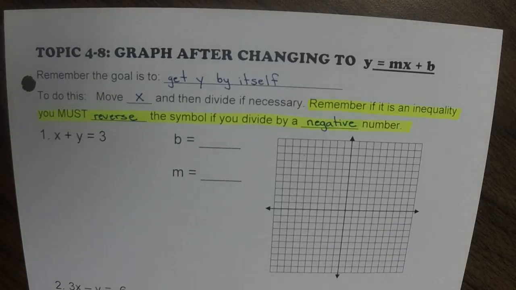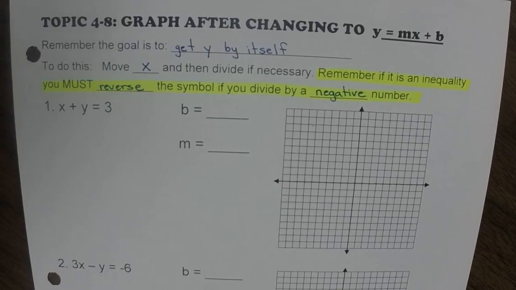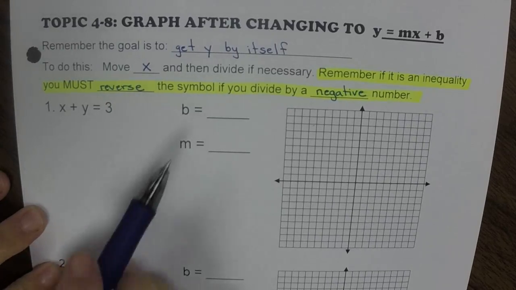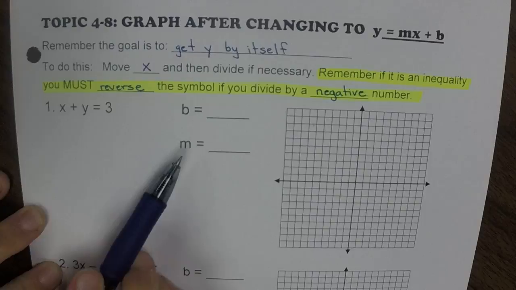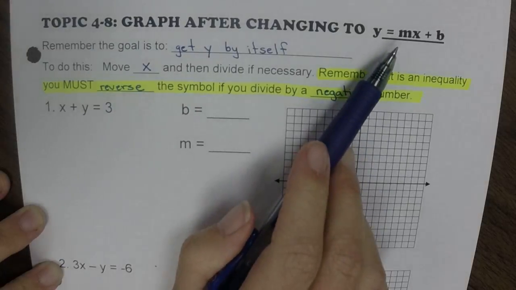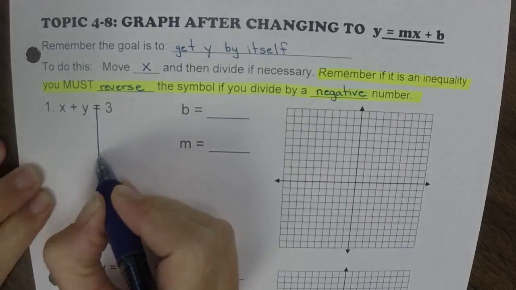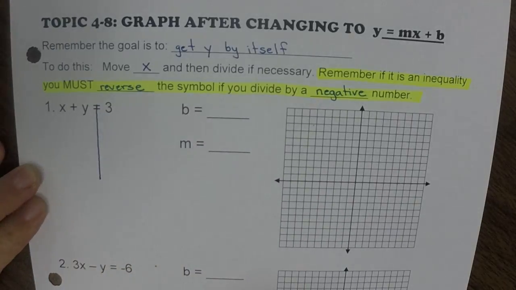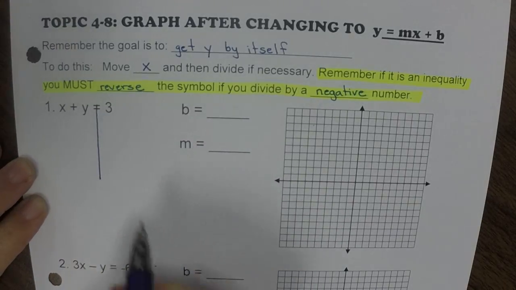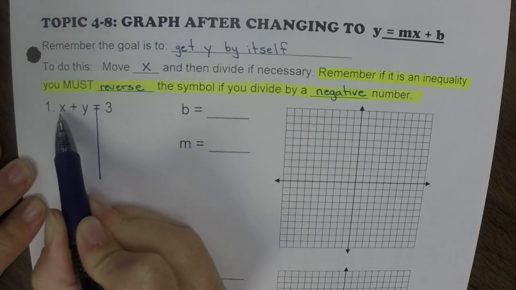So let's look at number 1. Number 1 says x plus y equals 3. And it wants us to identify the b and the m, or the slope-intercept and the slope, before we graph. But we need to put it into y equals first. So if I draw the line just like I normally would, my next goal is to get the y by itself. That means I need to move the x.